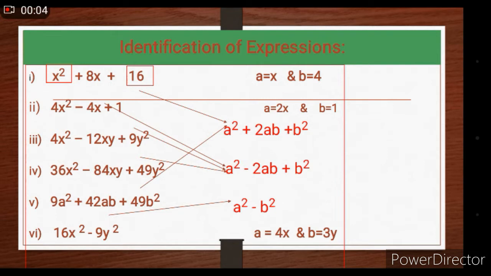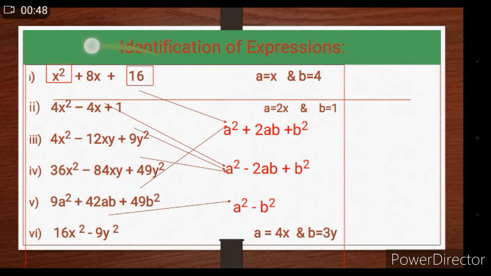As we are doing factorization, identification of expressions is a must. Here we have a few examples. First example is x square plus 8x plus 16. How can we identify? You have to identify the square of the first term. X square is the square of x, and here I mentioned a is equal to x, meaning a is the first term and the first term is x. Now identify the square of the second term. 16 is the square of 4, so the second term is b, and b is equal to 4.